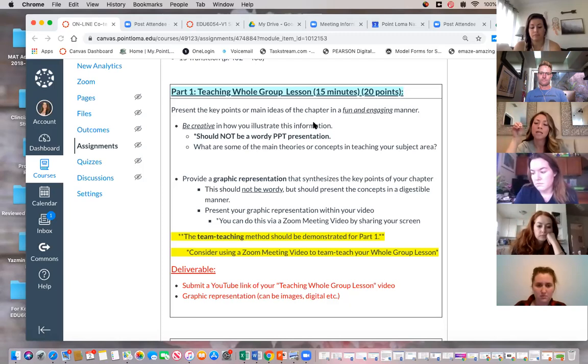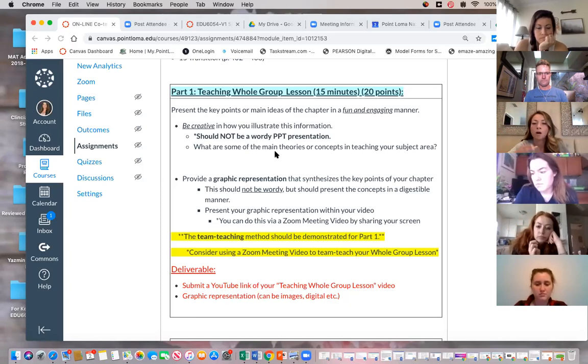What are those key areas that you're going to extract to make sure that we understand what that chapter is about? And so I just give you a little guiding question here. What are some of the main theories or concepts in teaching your particular subject area? So focus on that, okay?